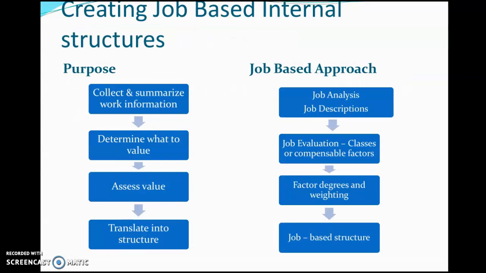Right, so what are we going to try and do here? So the first thing is we do a job analysis. That's when we get all our information in to determine what this job is actually about. We write the job description. Then, because it's compensation, we're going to do a job evaluation, which is basically trying to find out the value of each job as they relate to each other. We're going to try and assess the value, look at the degrees and the weightings of different tasks, duties, and responsibilities, and then create a structure based on that.